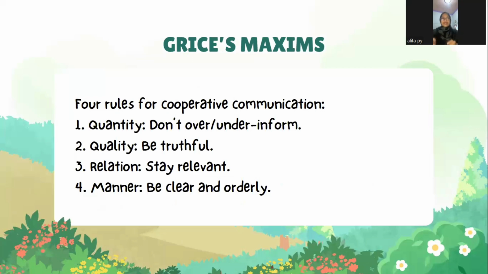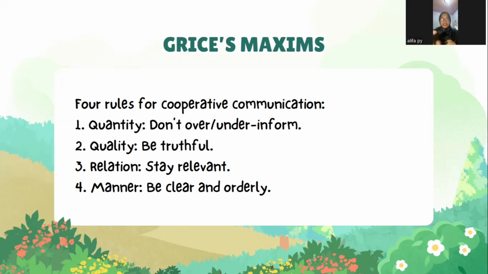And then next is Grice's maxims. So Grice introduced four conversational rules or maxims that people usually use when they talk. The first one is quantity. It's to say just the right amount, not too much or too little. So if someone asks how your day was, just saying "fine" might be too little, and talking for 10 minutes straight might be too much.